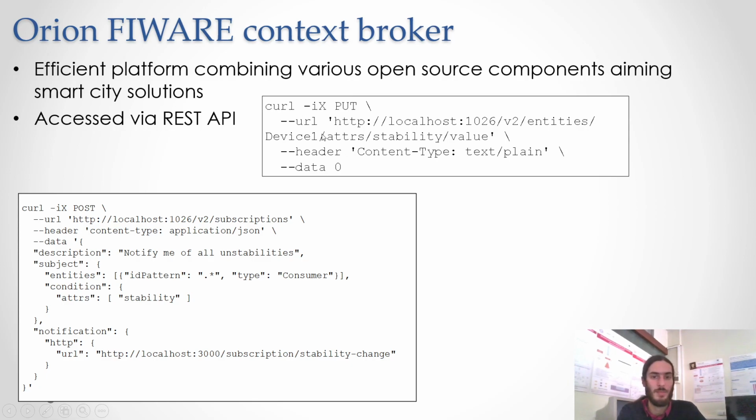Actually, some device becomes unstable within the grid. On the other side, we have devices who listen on the changes of some parameters, like stability in this case, so they will be notified each time some change of stability occurs.